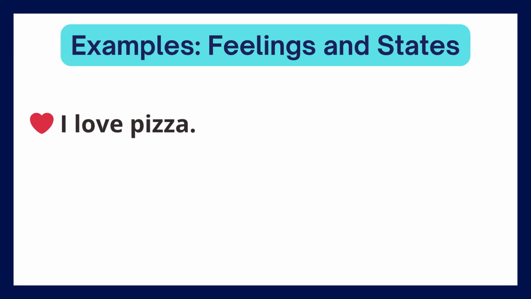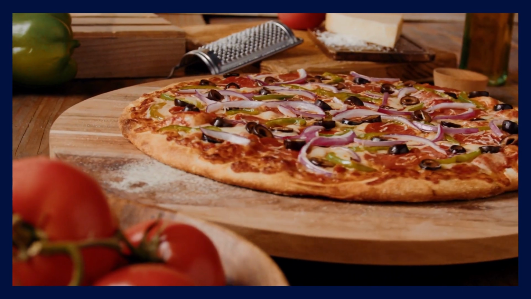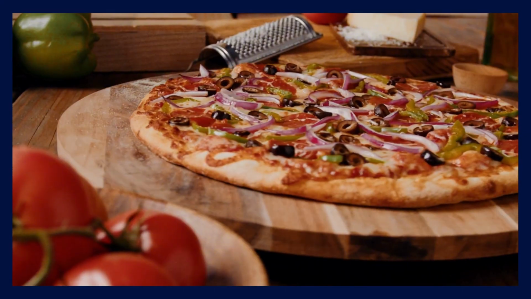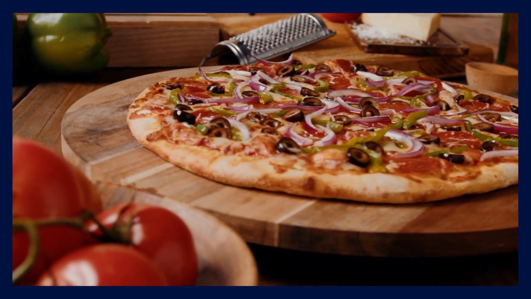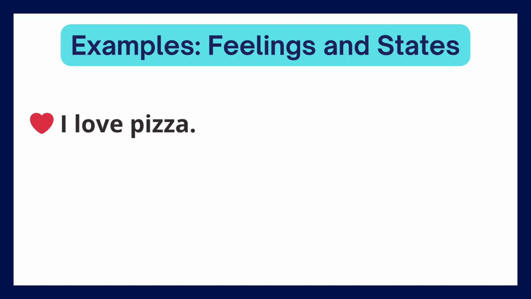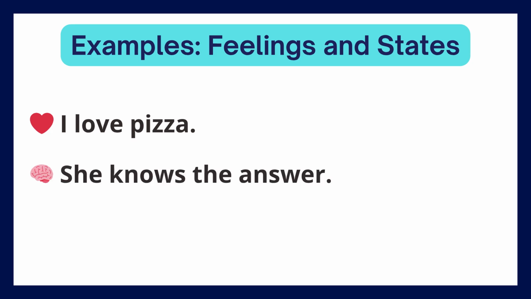When someone says, I love pizza, they're expressing a feeling, something they feel in general, not just in this moment. Love is not an action you do right now, it's an emotion or preference that usually stays the same over time. That's why we use the simple present tense to describe emotions, likes and dislikes that are true in general, not temporary.